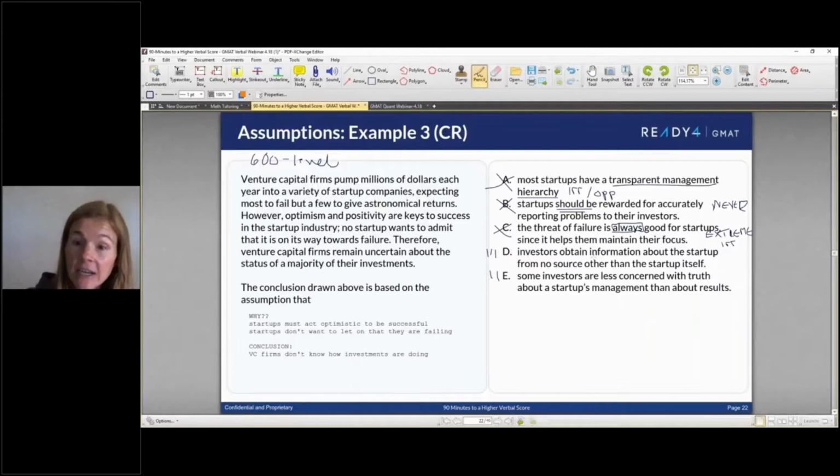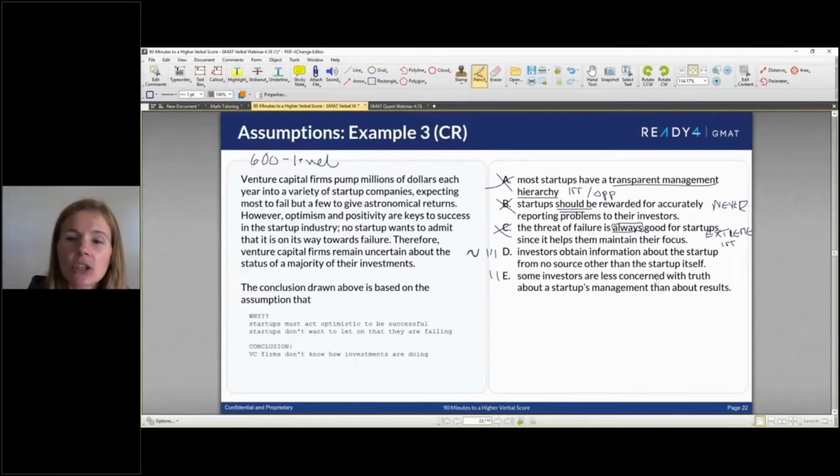So now we're down to D and E, which are the choices that you guys narrowed it down to, which is good. D: investors obtain information about the startup from no other source than the startup itself. Now this points to what I was mentioning before, which is that in order for this argument to work, startups don't say when they're failing, so VC firms never know. We are assuming that the VC firm has no other way, has no spies or anything telling them, by the way, the company you invested in is doing badly. So D is very tempting to me at this point, but I will look at E.